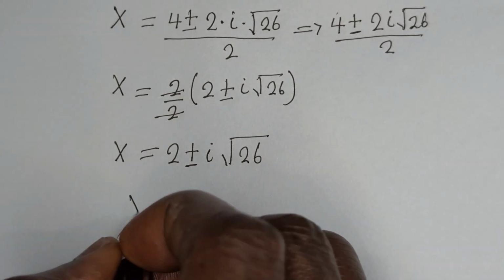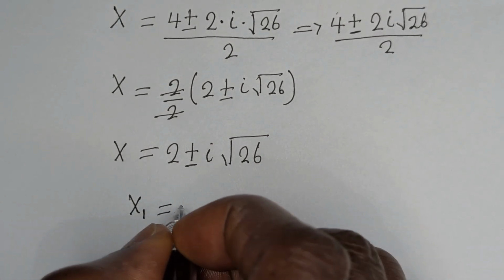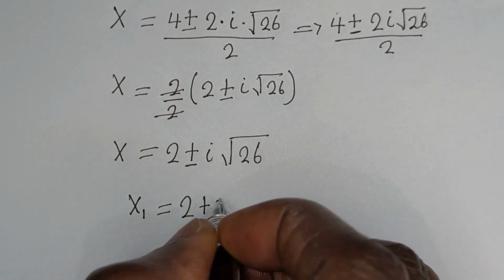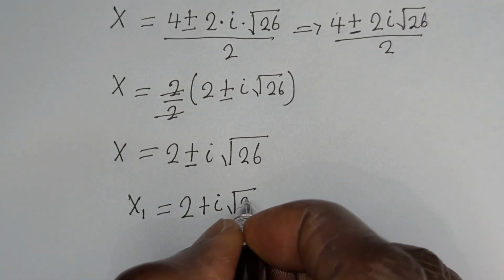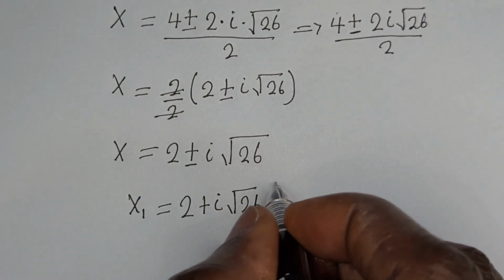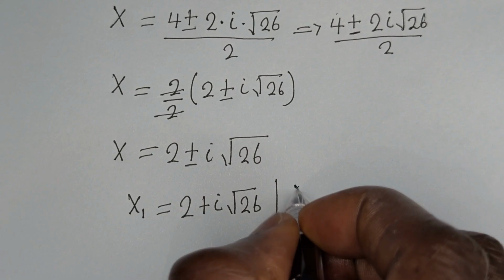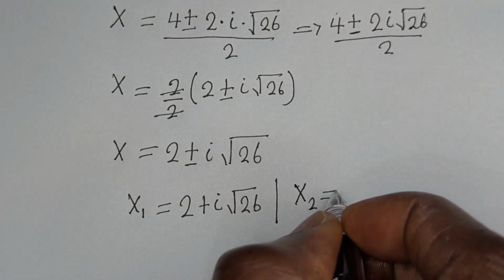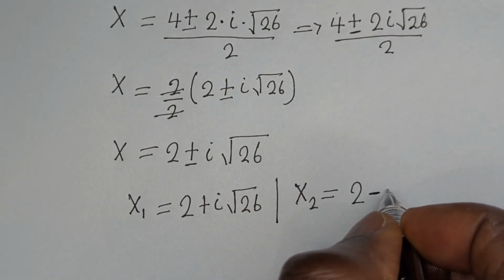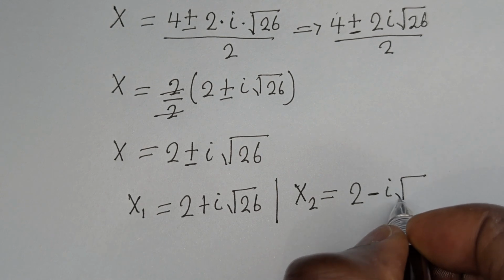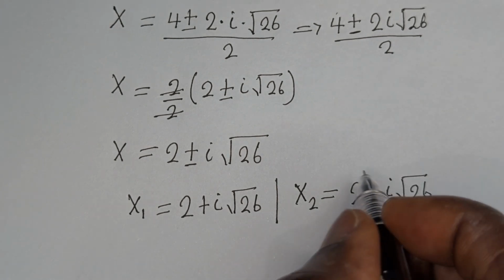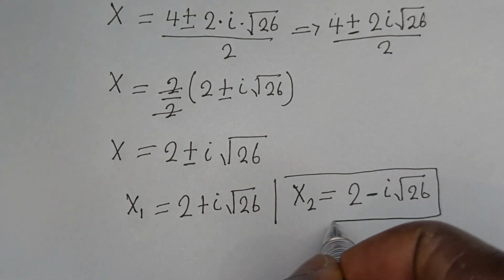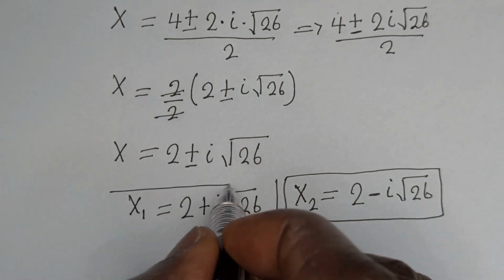Therefore, x1 is equal to 2 plus i square root of 26, and x2 is 2 minus i square root of 26. These are the values of x. We've gotten the values of x. Let us solve for y.